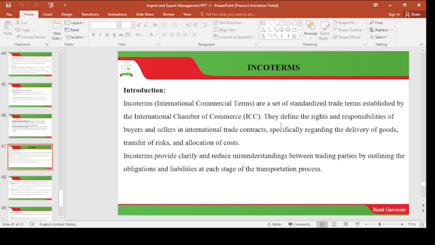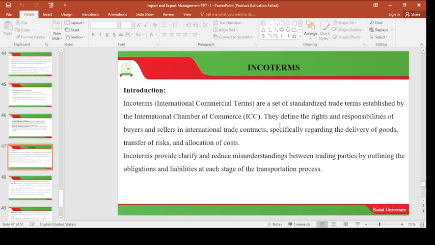So, in import and export management, or international logistics, you cannot do away with the term Incoterms. And what are Incoterms? Incoterms is an acronym of the words international commercial terms. International commercial terms are a set of standardized trade terms established by the International Chamber of Commerce. These terms define the rights and responsibilities of buyers and sellers in international trade contracts, especially regarding the delivery of goods, transfer of risk, and allocation of cost.